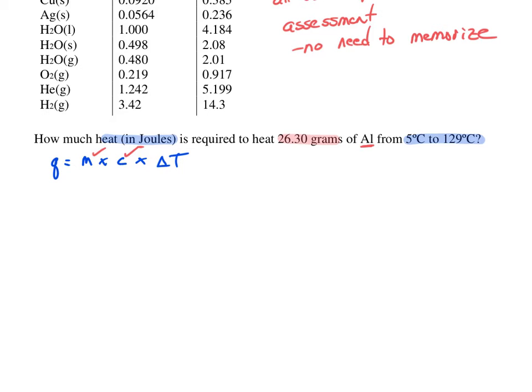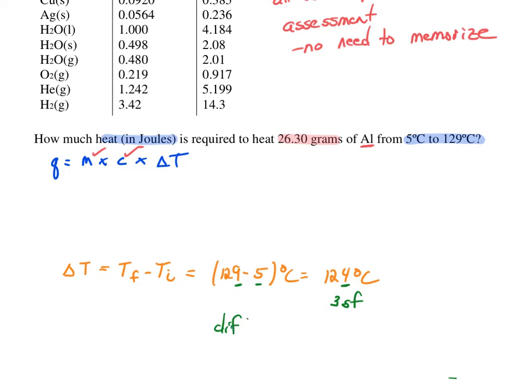So our delta T value, as always, is going to be the final temperature minus the initial temperature. And we see that's 124 degrees C. And note the sig figs here, because each of these is good to the ones place. Our delta T is good to the ones place. So we have 3 sig figs.